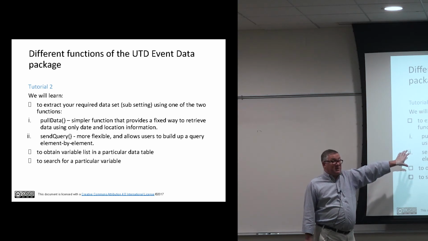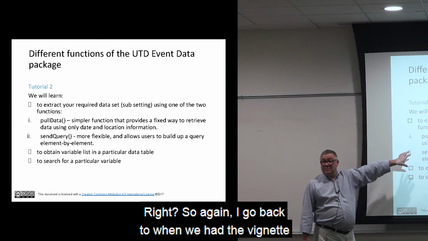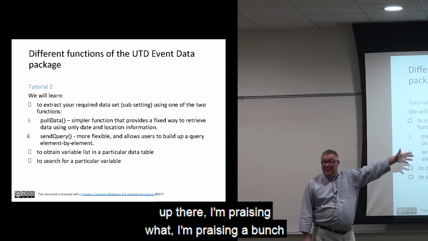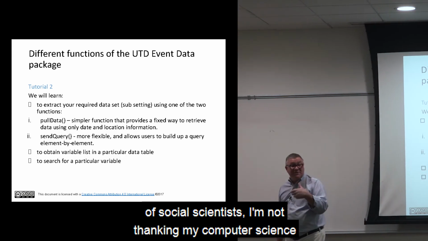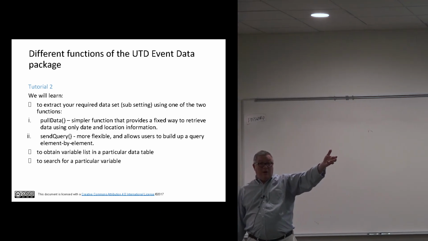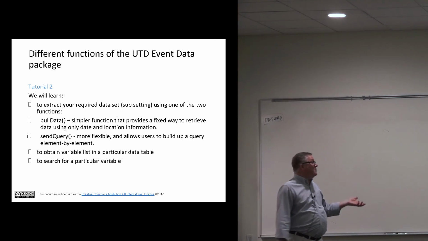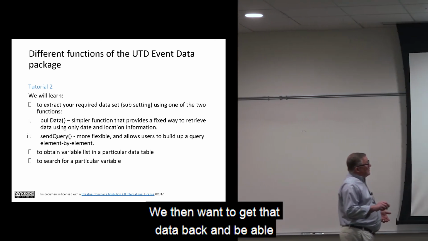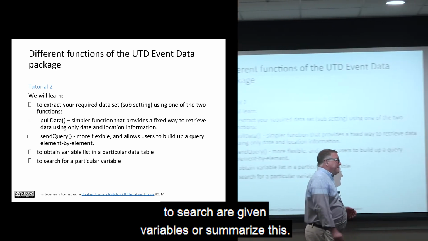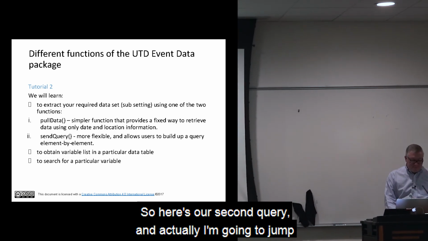So this is someone who's an expert in event data. How do I give them a powerful query mechanism? So again, I go back to when we had the vignette up there, I'm praising what? I'm praising a bunch of social scientists. I'm not thanking my computer science colleagues for writing me a vignette in R. I'm thanking my social science students who've sat in my classes and actually had to do this problem. We then want to get that data back and be able to search for given variables or summarize those.